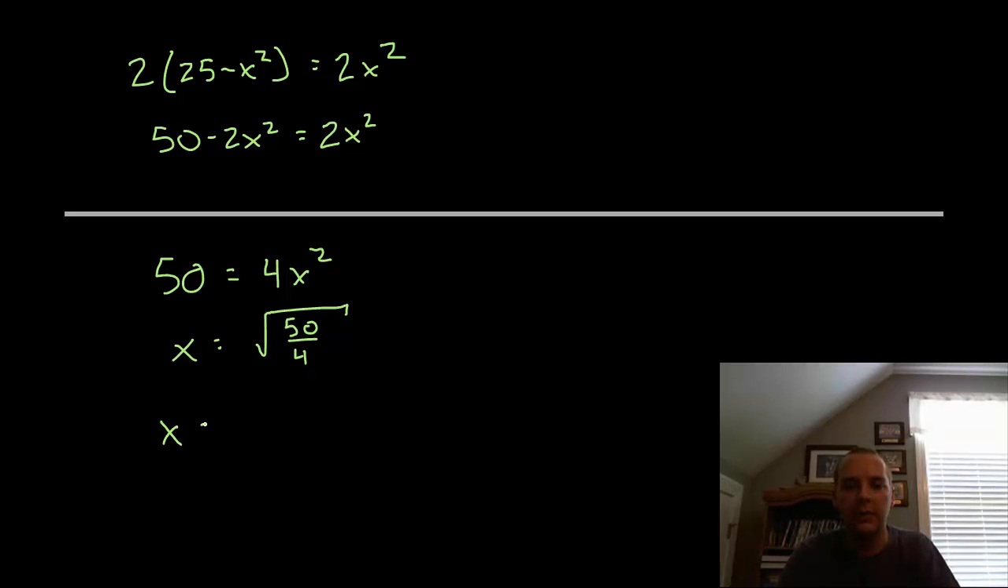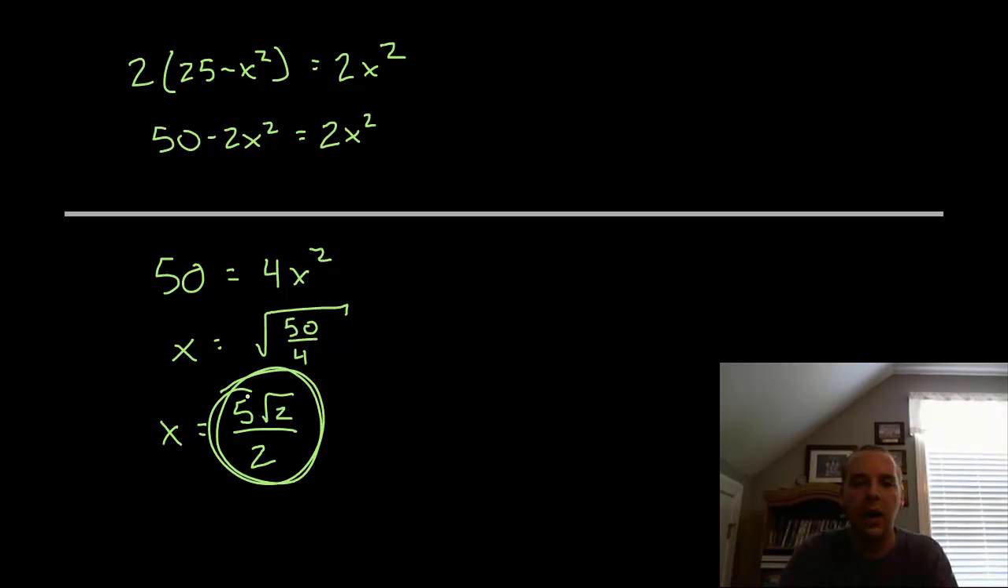So this would be x equals, the square root of 50 is 5 root 2, because that's 25 times 2, and the square root of 4 is 2. So this would be your x coordinate that would give you the optimal area under the curve.